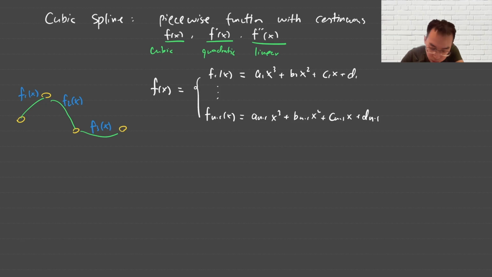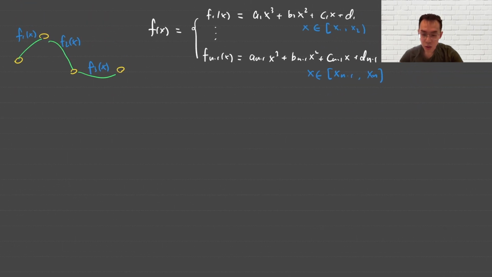So for the first segment, x is going to be in between x1 and x2. And for the last one, x is going to be in between x_{n-1} and x_n. So that's how we define the cubic spline function. And also the other condition I didn't write here is that we want f of xi equals yi for all i. We want the curve to pass through all the points. Okay, so now let's see how we can solve this problem.